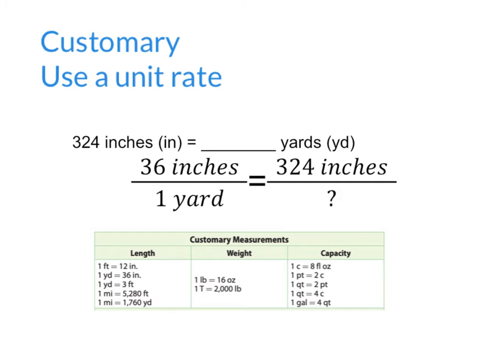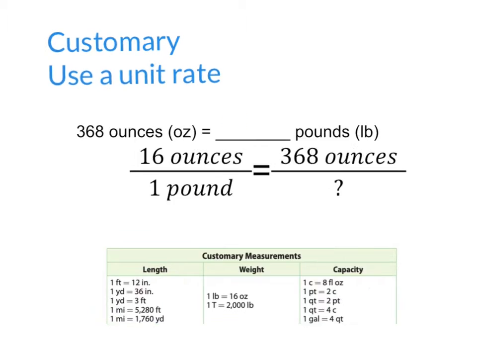Now we're going to look at customary, and we're going to use a unit rate to help us solve. So we have 36 inches in 1 yard, so we're trying to figure out how many yards there are if we have 324 inches. Since I'm going from inches to yards, a smaller to larger, I'm going to use division to help me solve this. So I have 324 total inches, and every 36 inches makes a yard, so I'm going to divide by 36 to figure out how many yards that is.